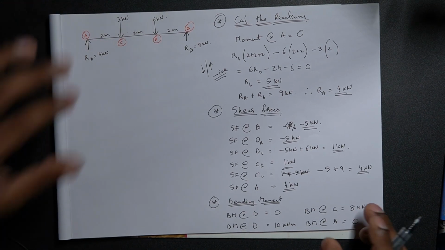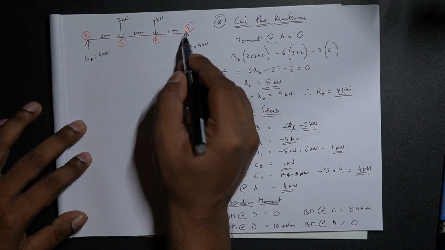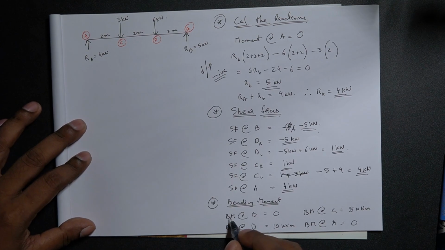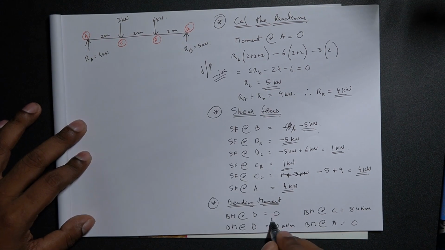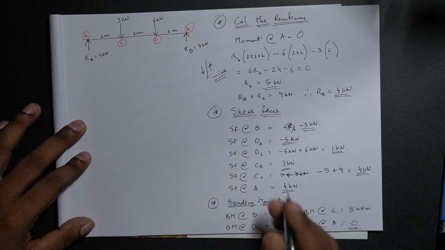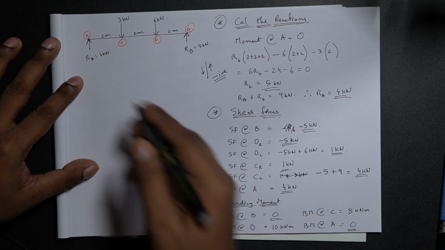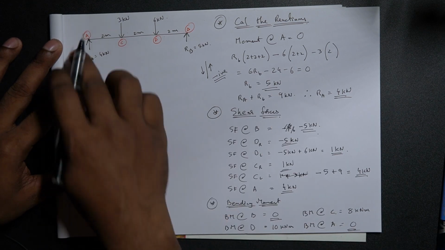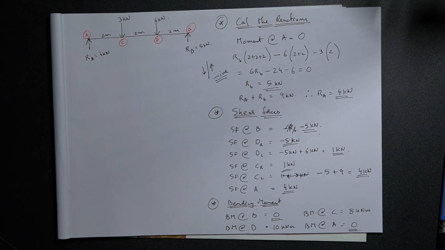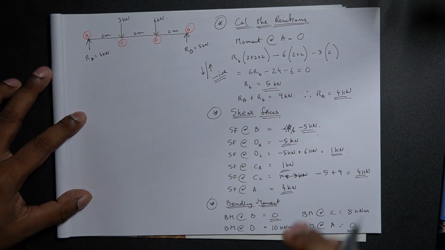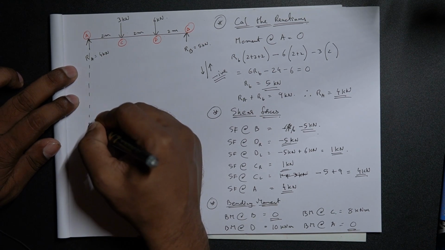Basically, you really need not calculate the bending moments at the end supports, especially for a simply supported beam, because we know that for a simply supported beam, the moments at the support will be equal to 0 anyway. So you can spare the time for something else, like drawing a better diagram. So now that we have our shear forces and bending moment, let's just draw the SFD and BMD.